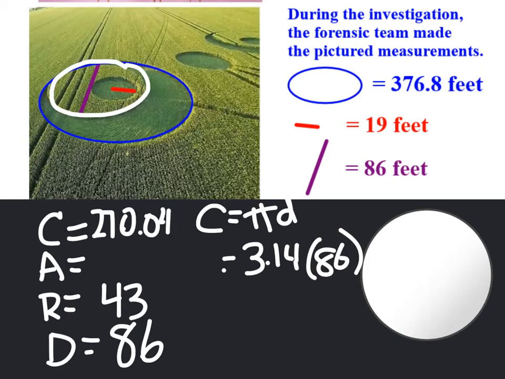270.04. That would just be units around, feet is what we're in. So the distance around that one that I drew is 270.04 feet.